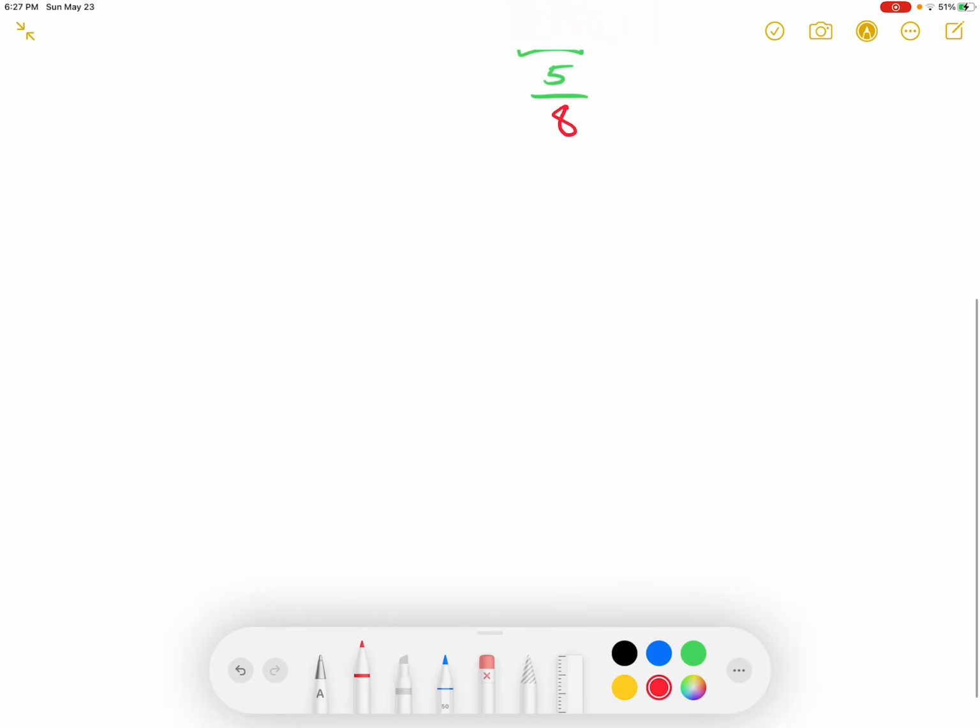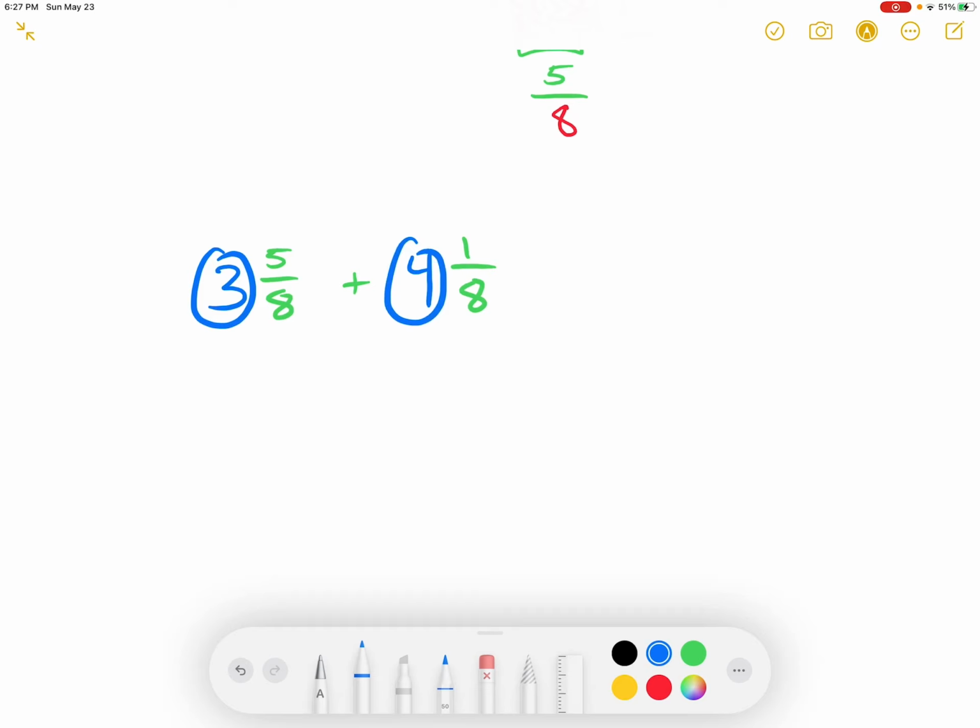There's your mixed number. Okay, how do you add these together? It's actually very simple. So let's say we had 3 and 5/8. We're going to add that to 4 and 1/8. Well, here's what you do. First, you add the whole numbers together. So 3 plus 4 is 7.